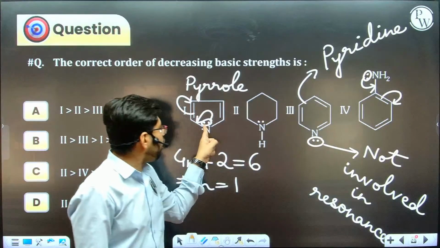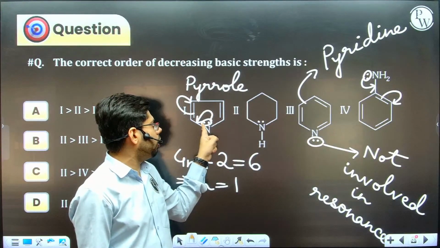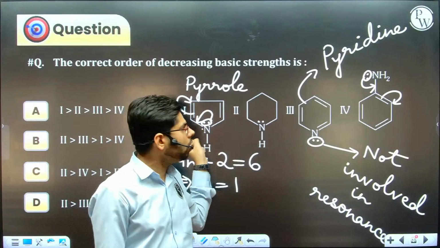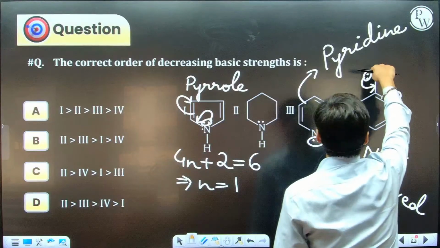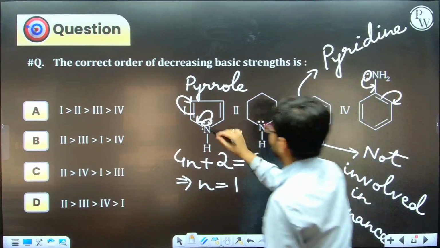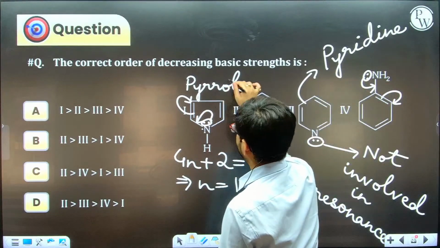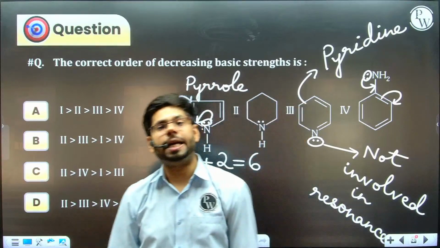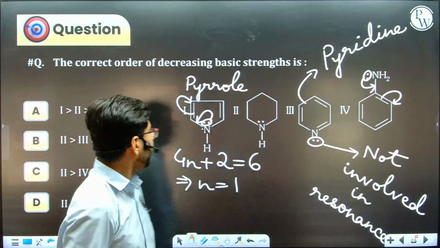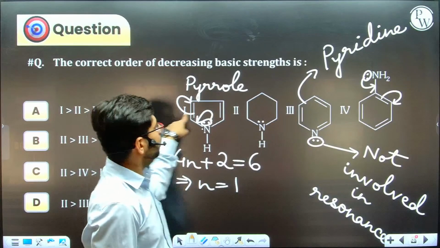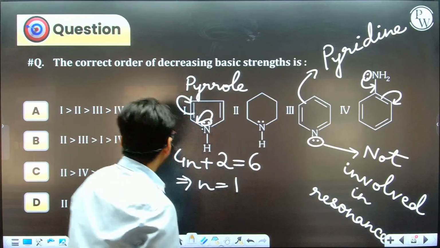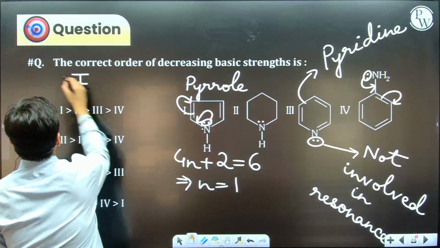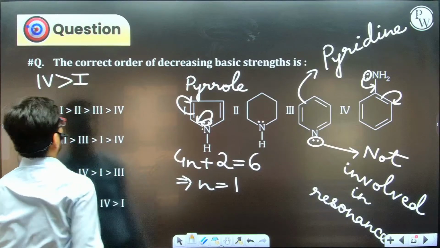So the involvement of this lone pair in resonance is more than the involvement of this lone pair in resonance, because in case of this compound, that is in case of pyrrole, the lone pair is involved in maintaining aromaticity. Hence 1 is less basic than 4. So this is clear. 1 is less basic than 4.